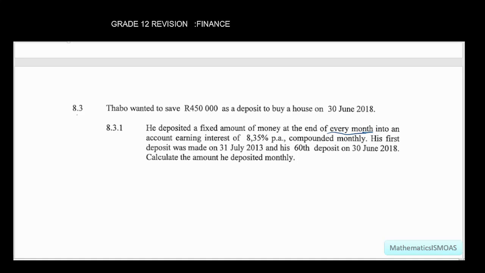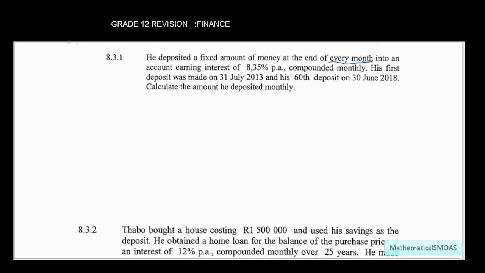So here, Thabo is saving some money so that he can accumulate 450,000 on 30 June 2018. So this is an investment. So we are dealing with a future value annuity. Therefore, our formula will have F equals X, then we have [(1 + i)^n - 1] all divided by i.